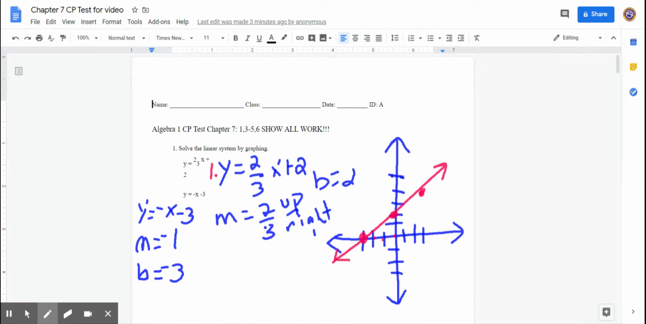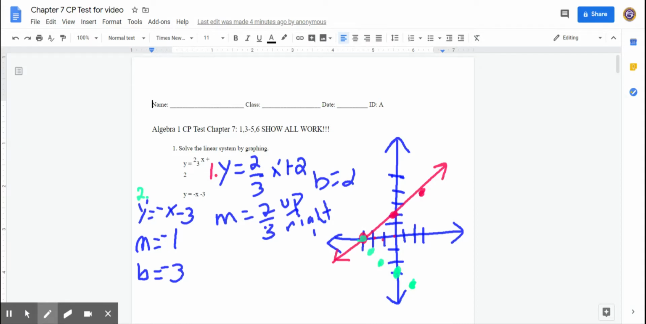The second line, we'll call this line number 2, has a y-intercept of -3, so go down to -3. And now it has a slope of -1. So that means down 1, right 1. But that really is in the wrong direction. We want this line to meet the red line or the pink line. So instead of going down 1, right 1, remember we can go up 1, left 1, up 1, left 1, up 1, left 1.